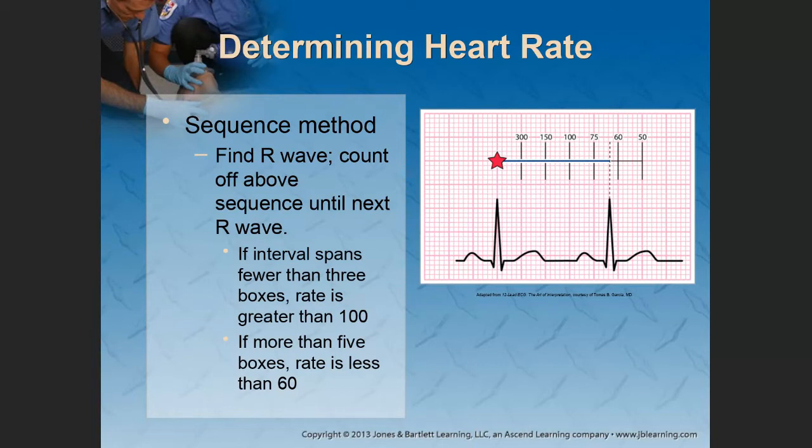If the distance between the RR interval or QRS complex is greater than 5 large boxes, then I have a bradycardic rhythm. Right? So if it's less than 3, tachycardia. Greater than 5, bradycardia. Let's mark that off.